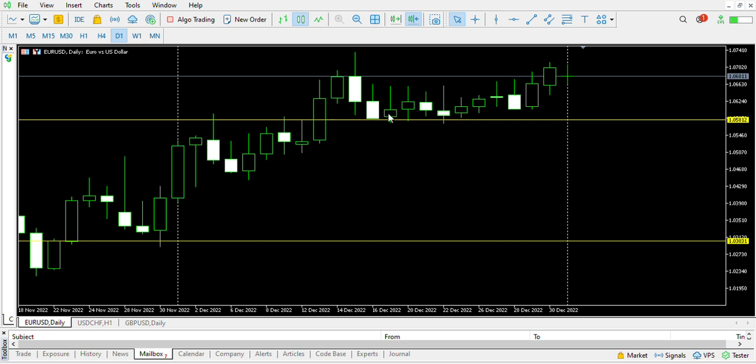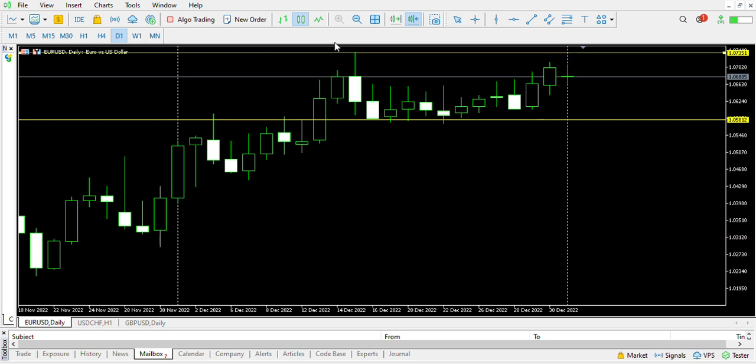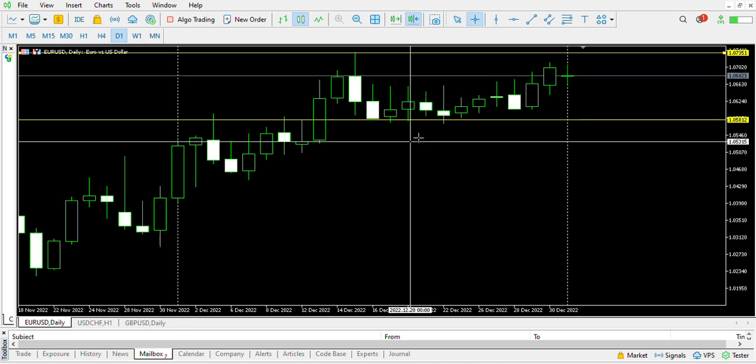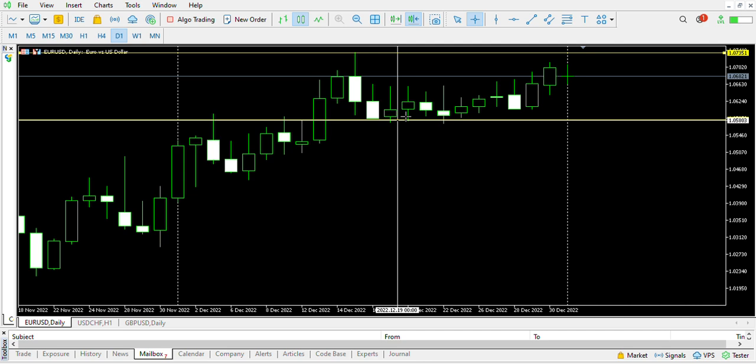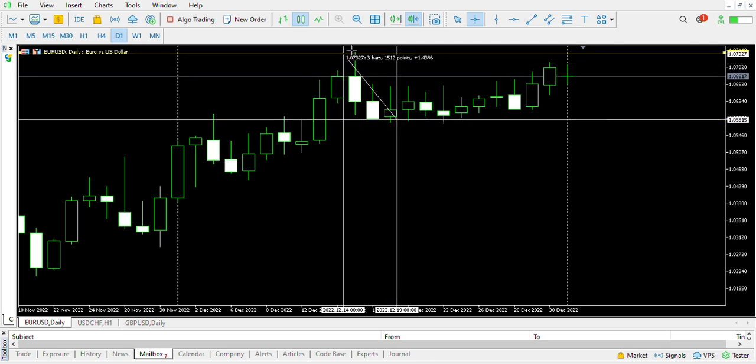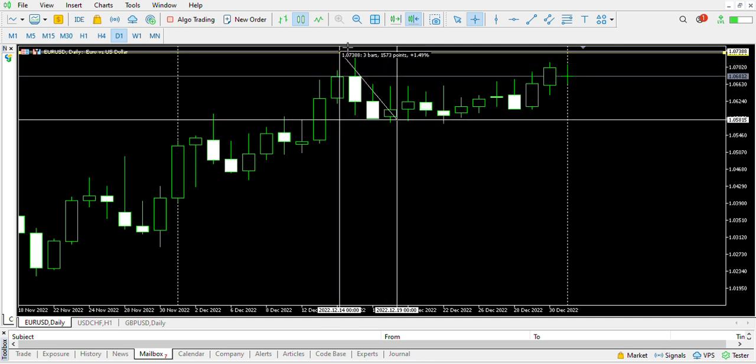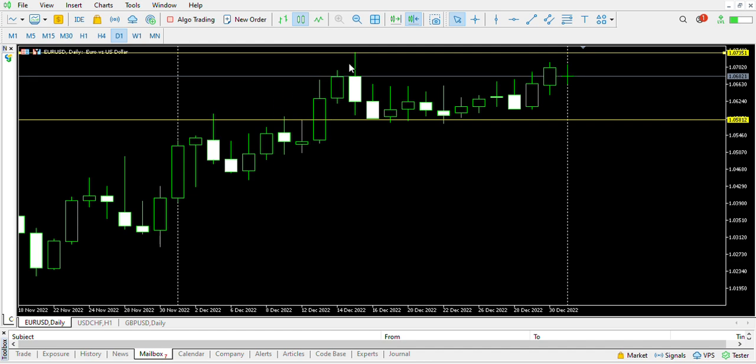So that would have been an ideal entry for those who traded it, and you're looking to take price to this previous high up here, right? And that's how I would trade this move. So if I was trading, I would have looked for an entry around there and try to take it up there, and that would have been a 150 pip move. So that's how you could have traded this move.